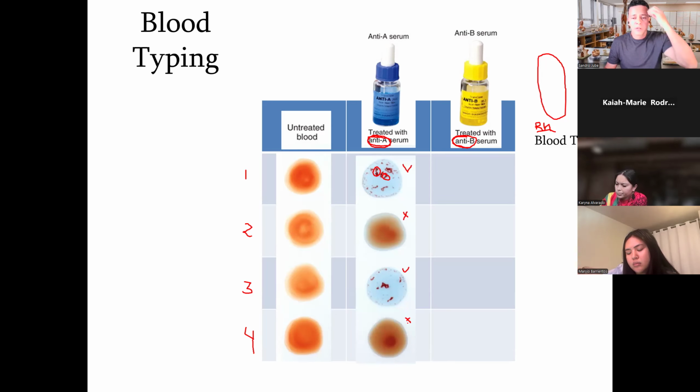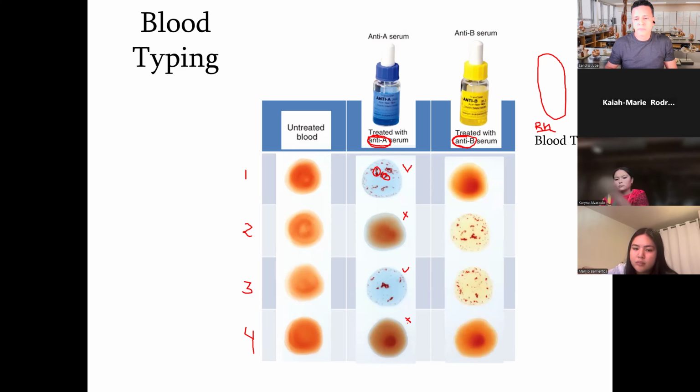All right, so now I'm going to test the anti-B serum. So I have a fresh sample of blood. I'm going to add a drop of the anti-B serum, stir it, and see what happens. There we go. Nothing happened for individual number 1 and 4, but we have agglutination and lysis for individuals number 2 and 3.